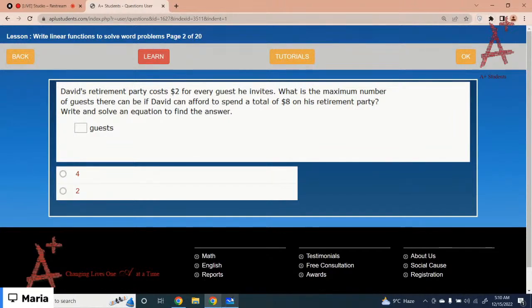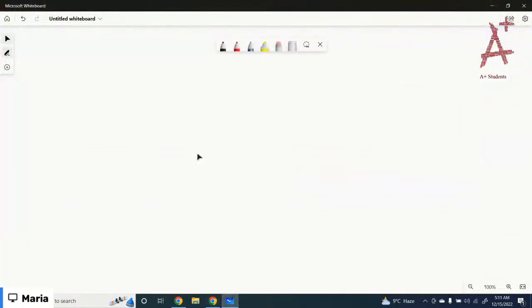Okay, let me write down the equation first, then we'll solve it. Two dollars for each guest. Let me make the table. G is for the guest, and C is the cost. So for one guest, it costs 2 times 1. That means $2.